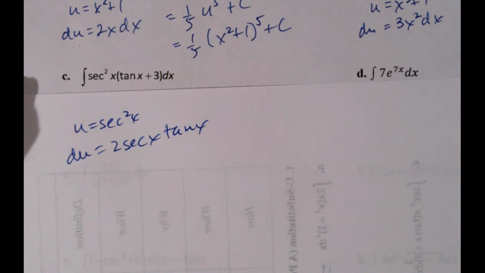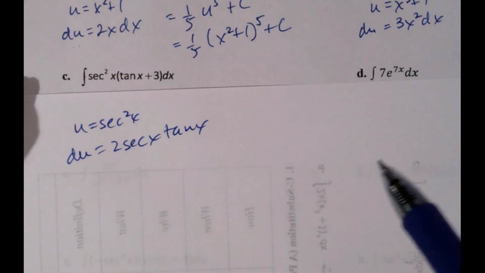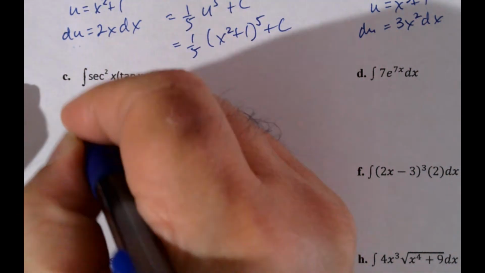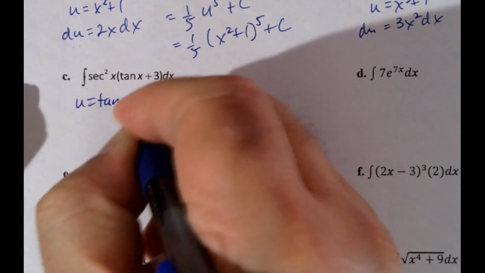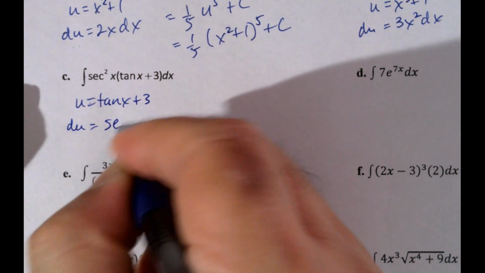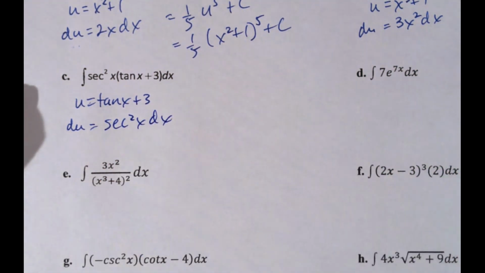Actually, you could do that, but let's try something else. This doesn't look like it's working. So then you try something else. Let u equal tangent x plus 3. That would be du equals secant squared x dx. Right? The derivative of 3 is 0, goes away.